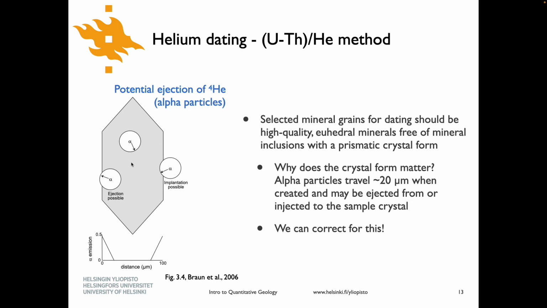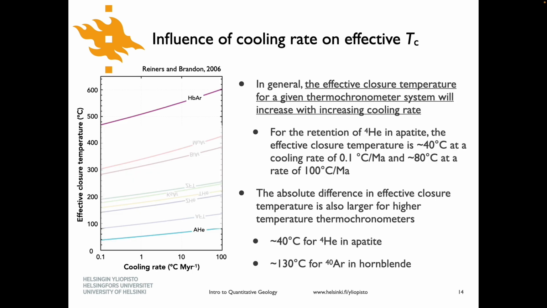So this is a common correction that's done called the alpha ejection correction. And as shown in the example here, it's also possible to have implantation. So you can have neighboring crystals that could produce helium that can get injected into your target crystal as well. So things can be a little bit complicated.